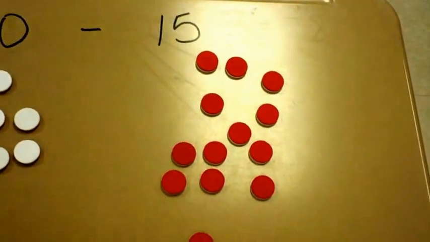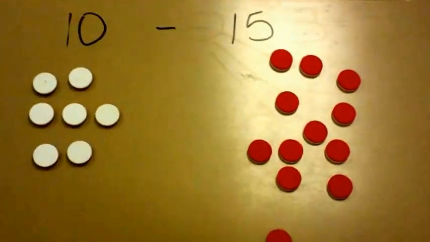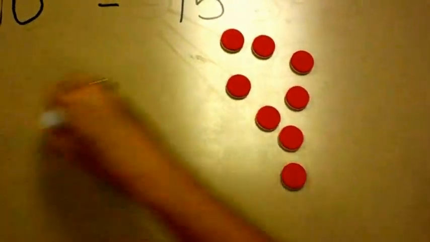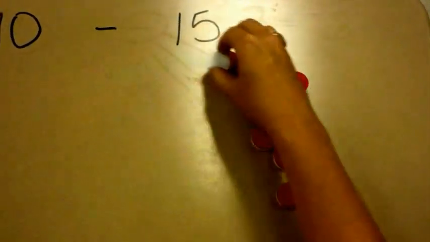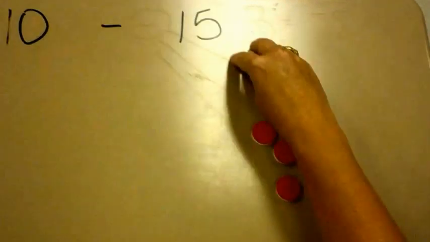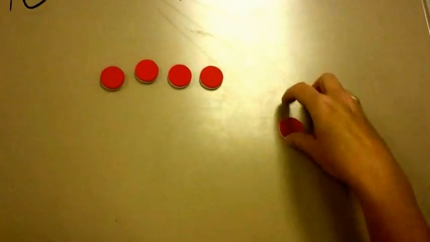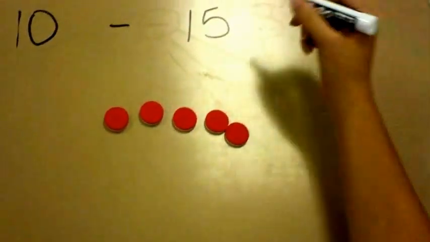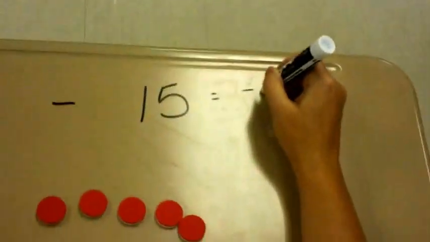White and red, white and red, and so on, removing each pair. What do I have left? 5 reds. That's a -5. 10 minus 15 is negative 5.